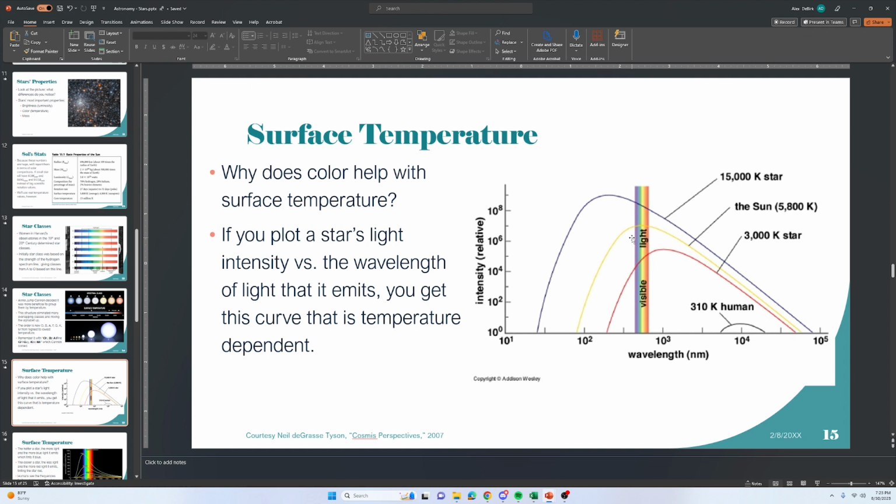Now, why do I bring this in? Because if you're designing a different star system, you might have a 3,000 Kelvin star like this, okay? Well, the frequencies that it emits the most brightly are here, light that we can't even see. It's in the infrared spectrum. So any life that evolved there would evolve to see different light than we would.